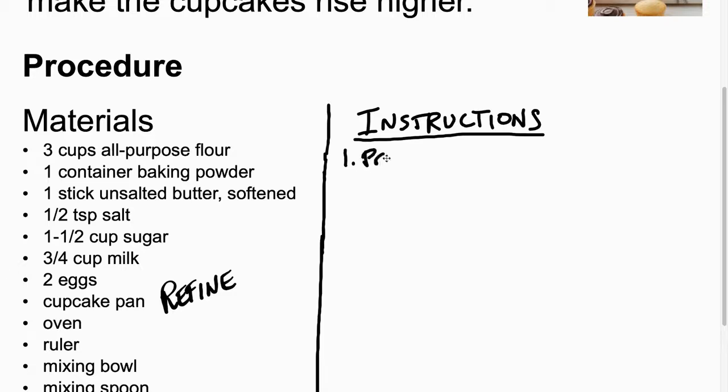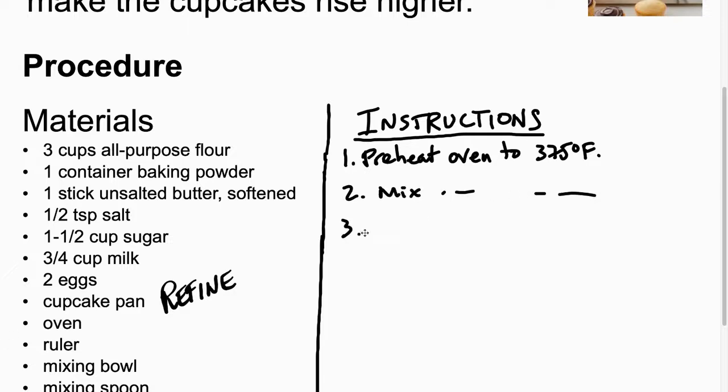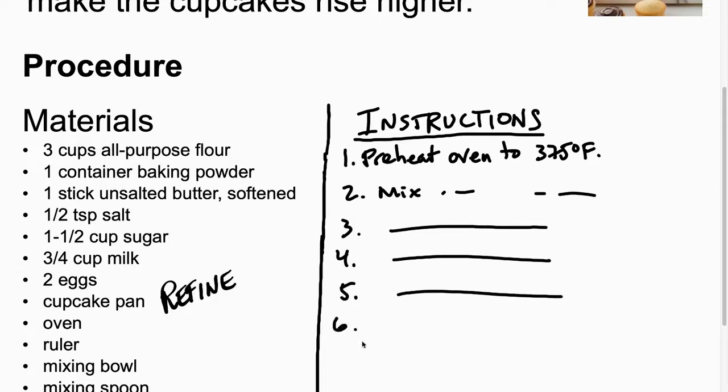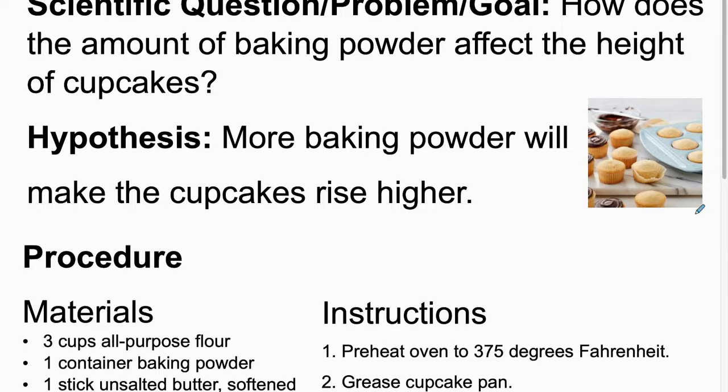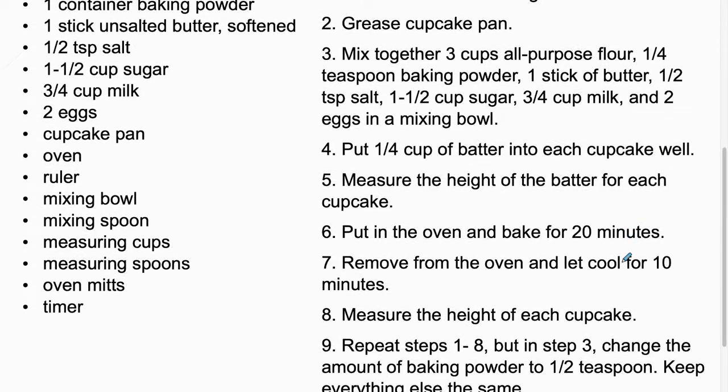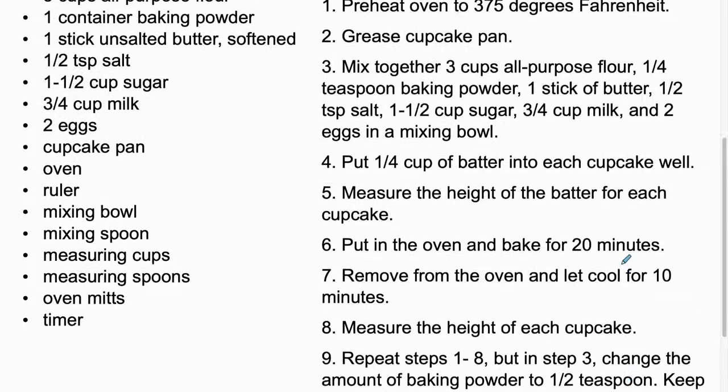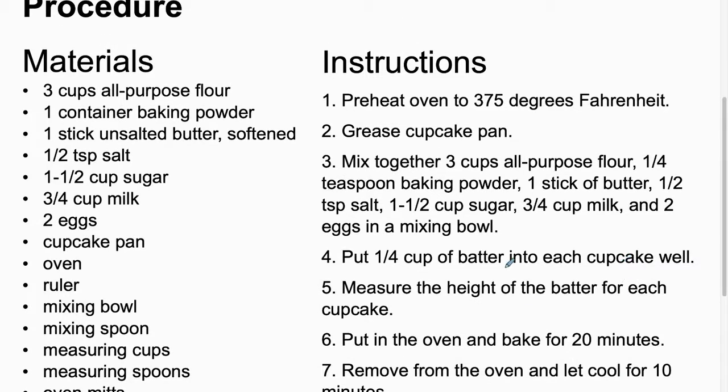So I think I should first preheat the oven to 375 degrees Fahrenheit. And then you'll go on to mix and so on. So you'll write a list of instructions, doing a first draft, and keep going and write down what you are planning to do to carry out this experiment. Once you do that, you'll have a draft of your instructions, something that looks like this. And consider this a draft.